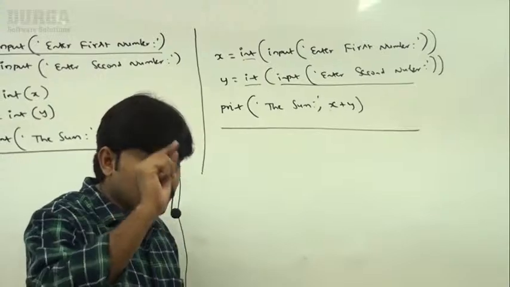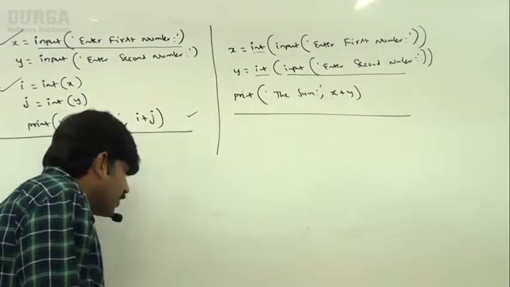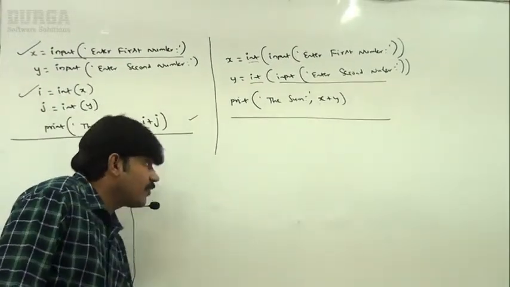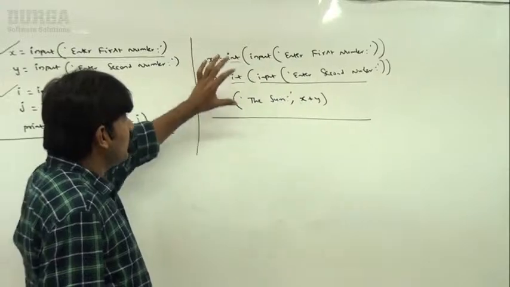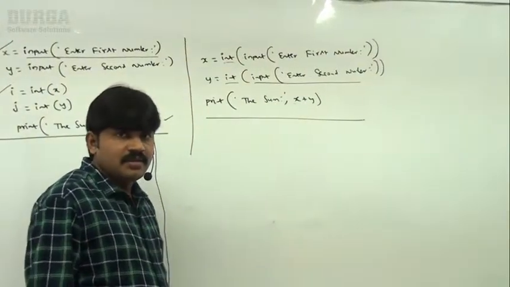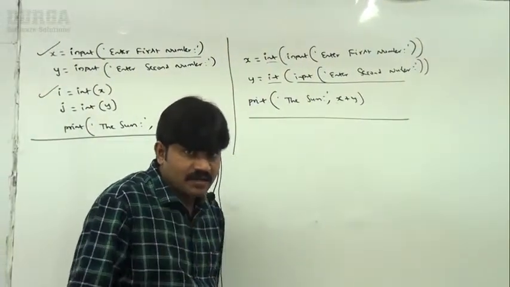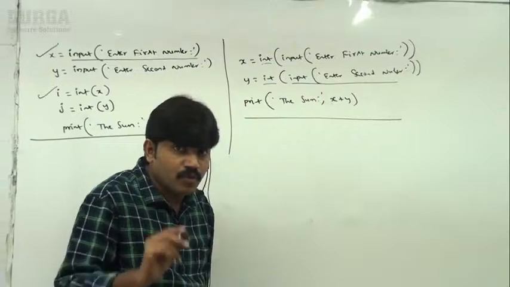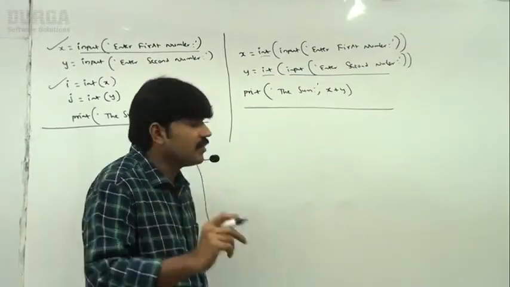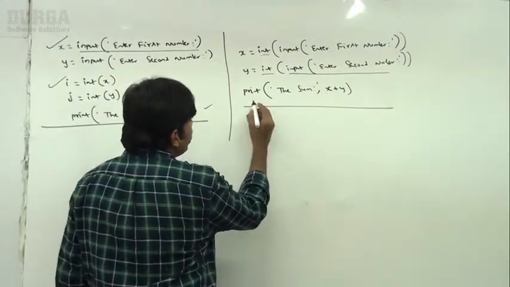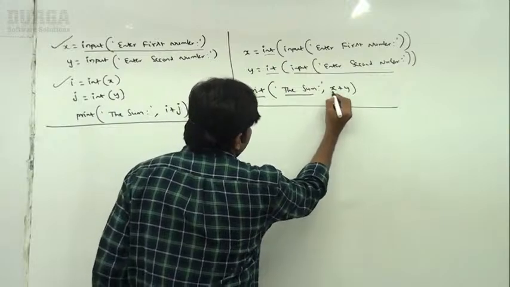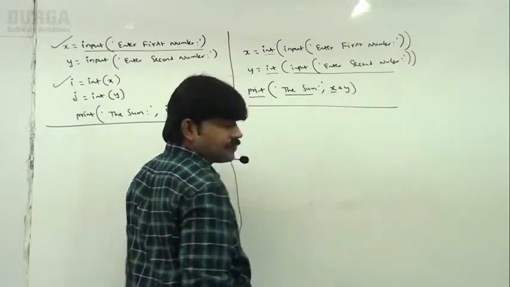Next, one more thing I want to do. My requirement is, observe very carefully, sir: I don't want to take 3 lines, I want to take only 1 line. What is the way, sir? Observe carefully. Here, print the sum x plus y.